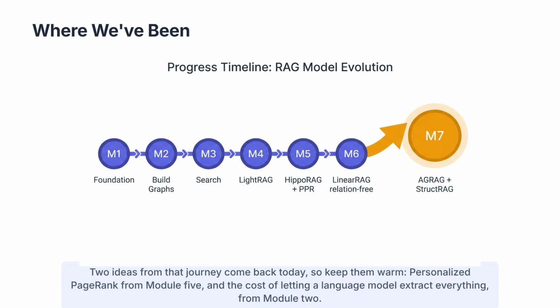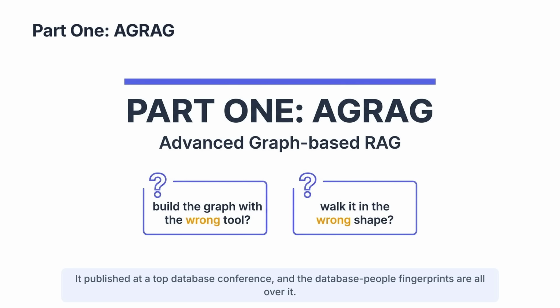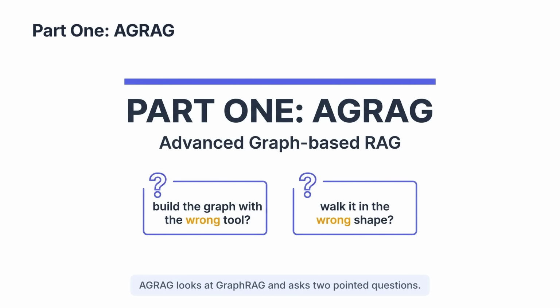Let's start with AGRAG, Advanced Graph-Based Retrieval Augmented Generation. It published at a top database conference, and the database people's fingerprints are all over it. AGRAG looks at GraphRAG and asks two pointed questions. Are we building the graph with the wrong tool? And are we walking it in the wrong shape? Its answers are surprisingly elegant.